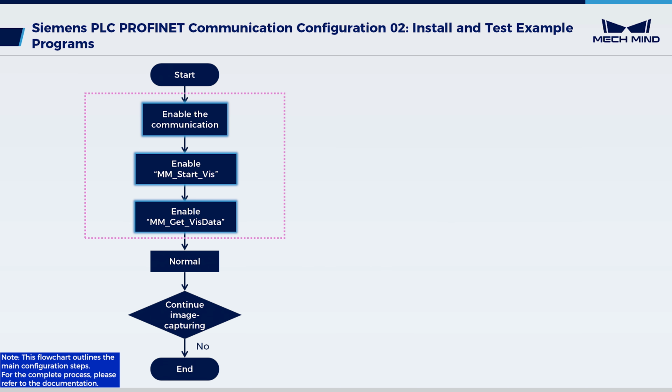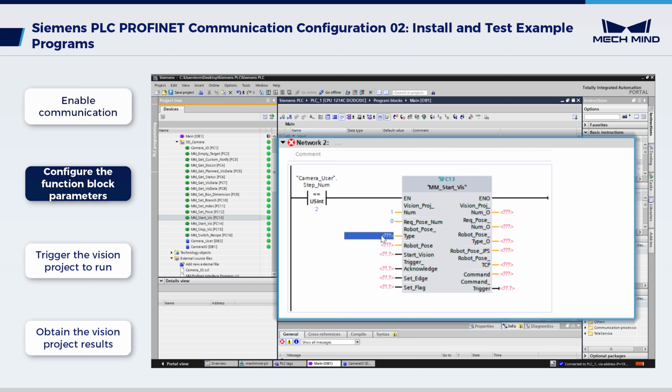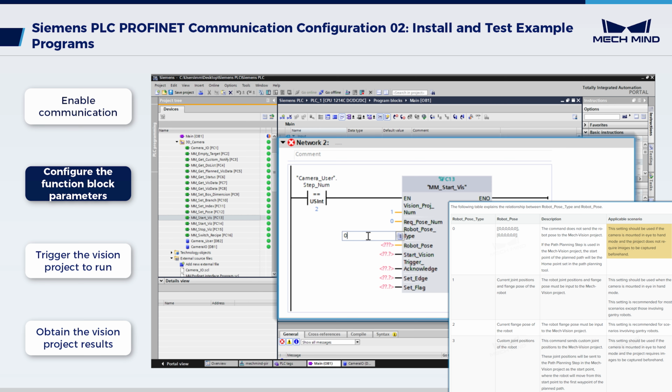After that, set the type of image capturing pose sent by the robot. This parameter specifies the pose type of the real robot to send to the Mech-Vision project. In this scenario, the camera is mounted in eye-to-hand mode and the project does not require images to be captured beforehand. Therefore, set the port value to 0, meaning no need to send the image capturing pose.